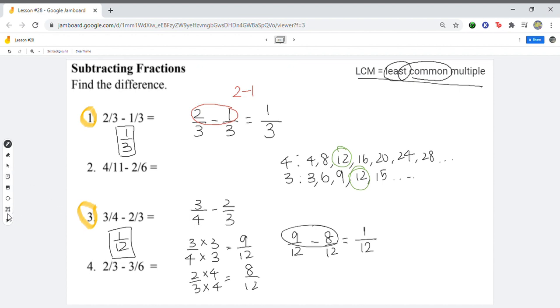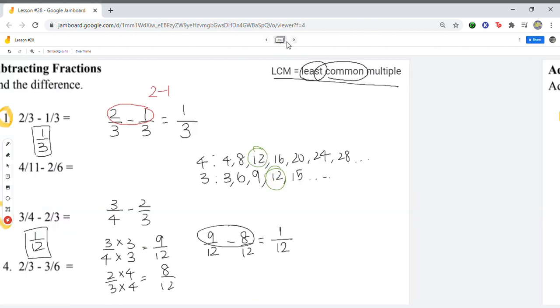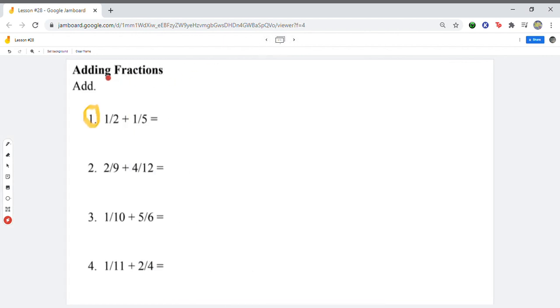And that's it. So I gave you an instance where they have a common denominator and where they don't have a common denominator. Now the last section we're going to go over is adding fractions. Adding fractions works the same way as subtracting fractions, except that you add the numerators instead of subtracting them. So I'm just going to go over one problem for adding fractions because it's very similar to subtracting fractions.